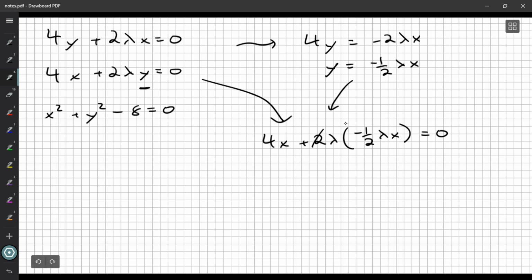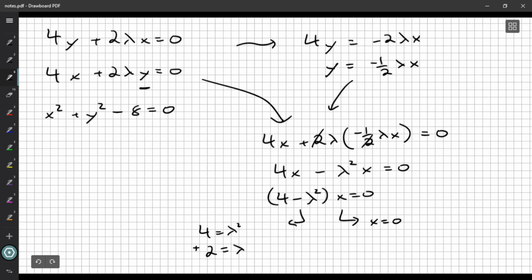So the 2's will cancel out. We'll be left with 4x minus lambda squared x is equal to 0. We can factor that a little bit. So now we have two options. Either x is 0, or 4 and lambda squared are the same, in which case lambda must be plus or minus 2.